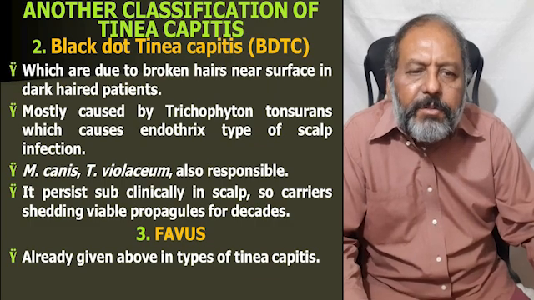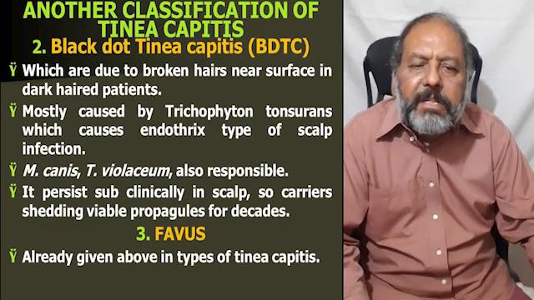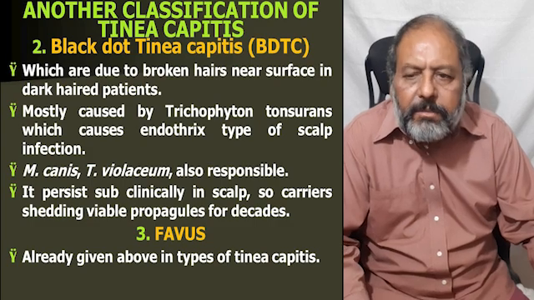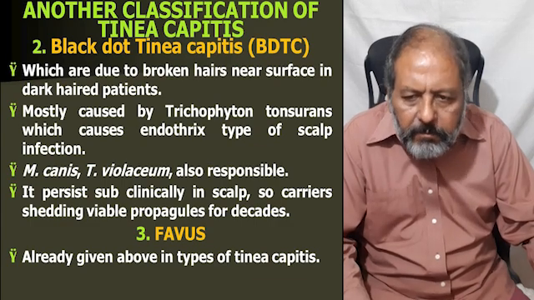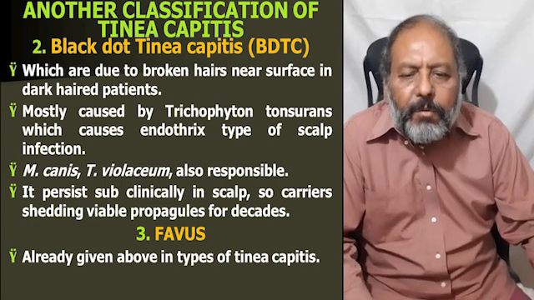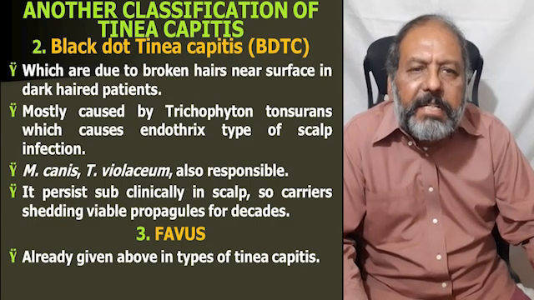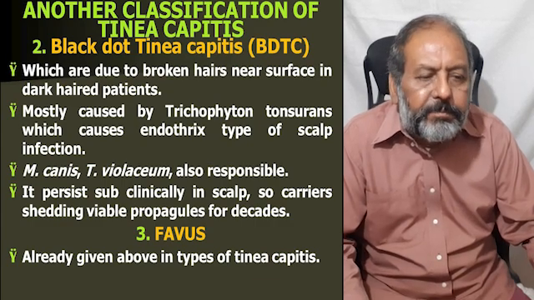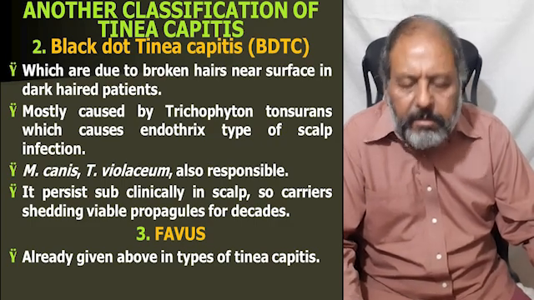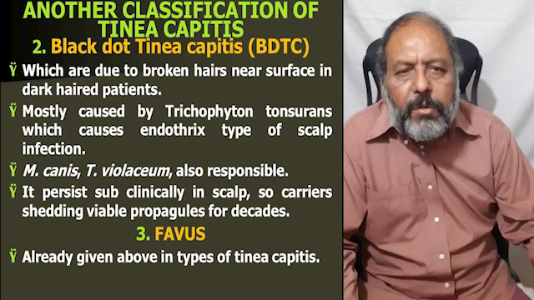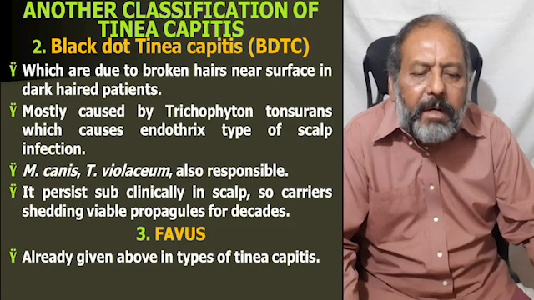These black dots are due to broken hairs near the surface in dark-haired patients, mostly caused by Trichophyton tonsurans, which causes the endothrix type of scalp infection. M. canis and Trichophyton violaceum are also sometimes responsible. It persists subclinically in the scalp, so carriers shed viable propagules for decades, which are responsible for spreading the infection to other non-infected people. Favus, I have told you, has already been given in the types.